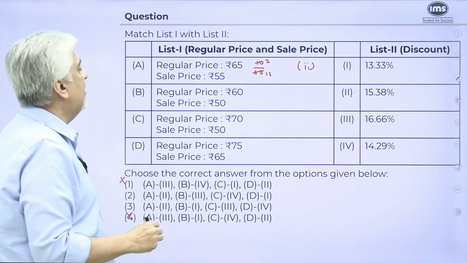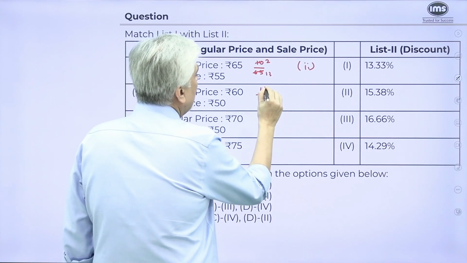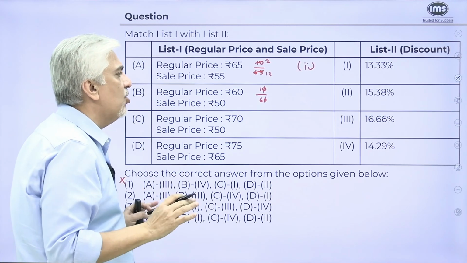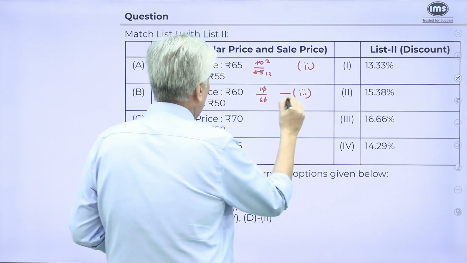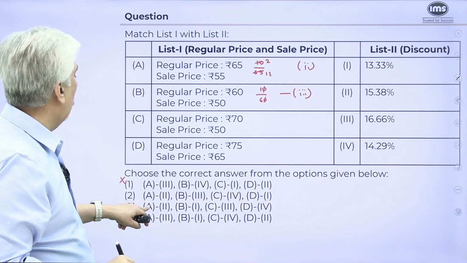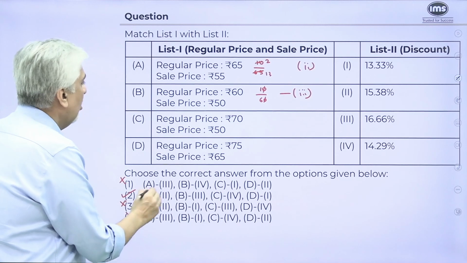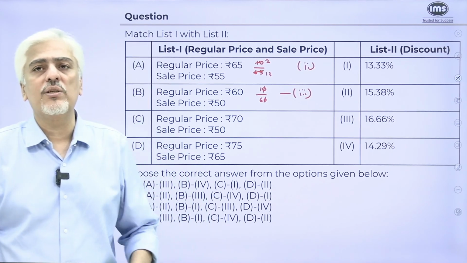Over here, regular price is 60, sale price is 50. So discount is 10 upon 60, which is 1 by 6, 16.66%. Knowing your fractions over here becomes very important. So B is third option. So B is third out of these two only in the second option. So this is your answer and this is not your answer. Don't even check the other two. Don't waste your time doing that. Without that also you'll get it directly.